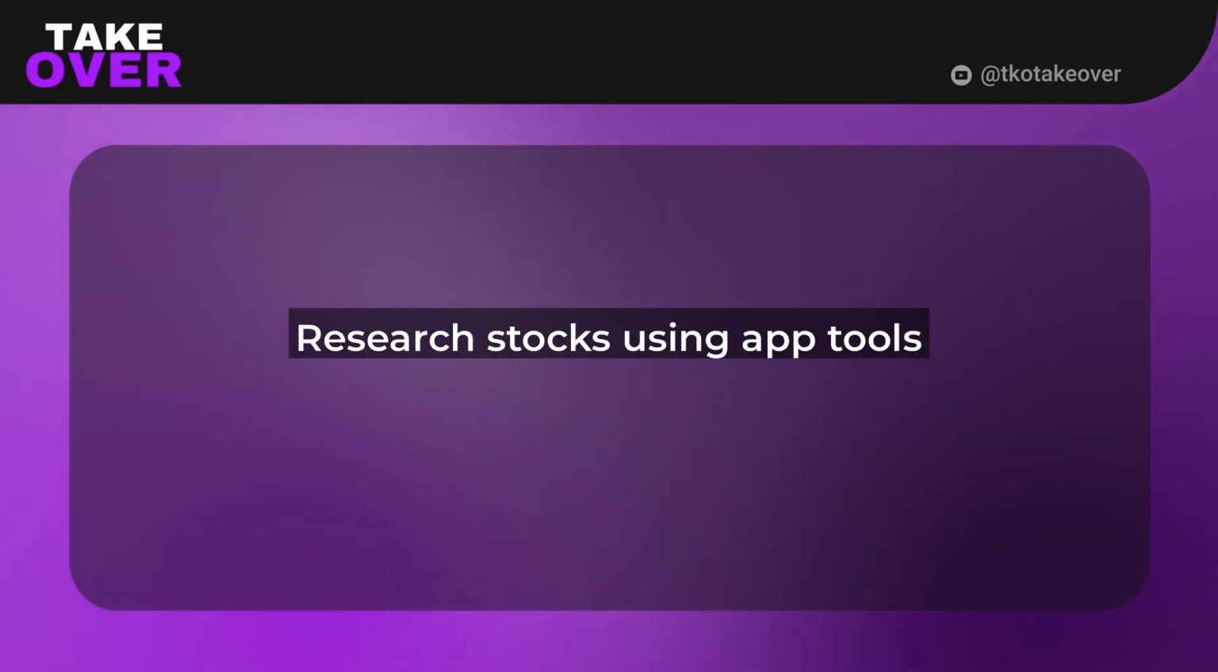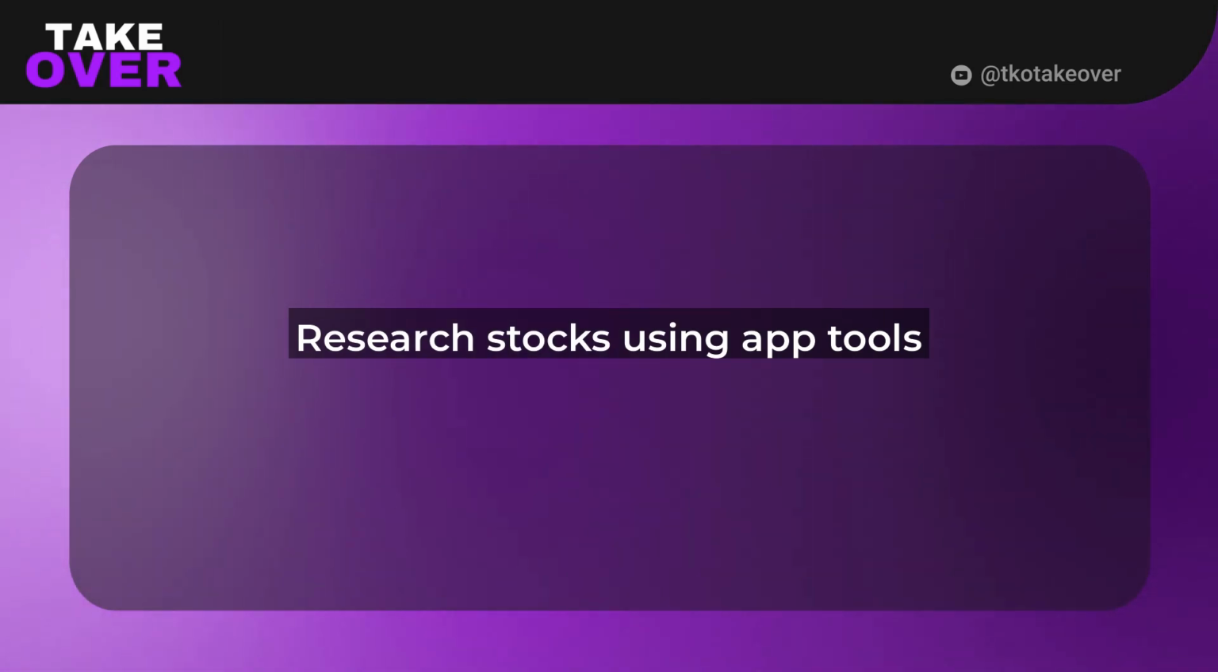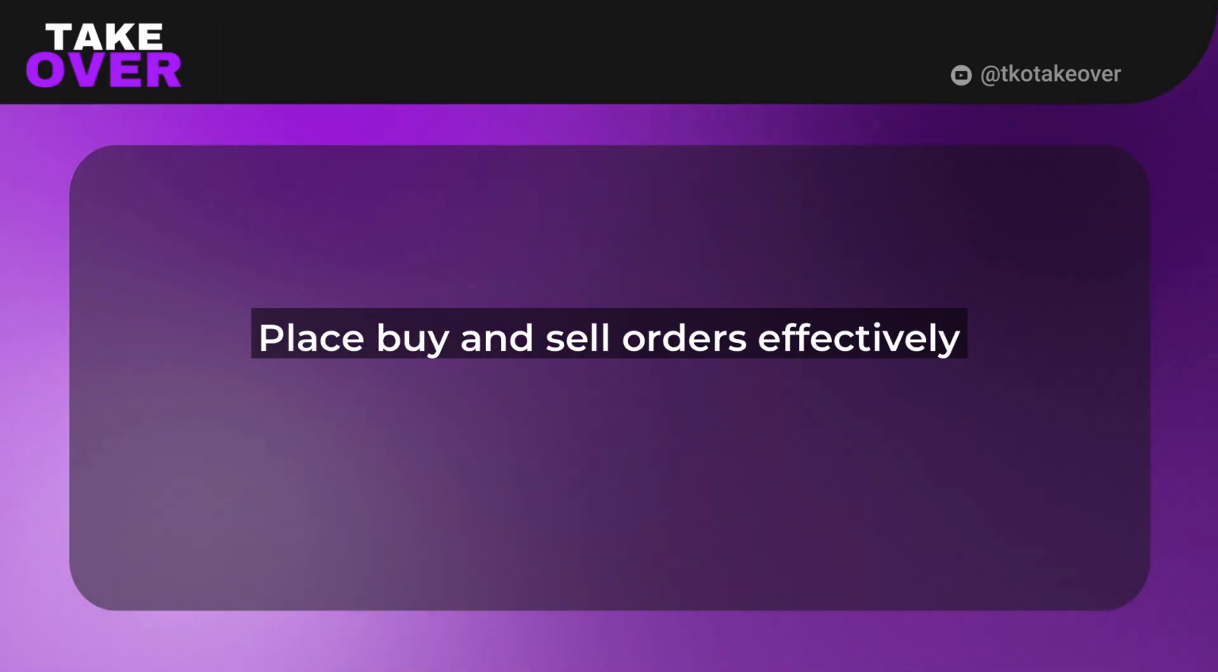Step 1. Download the Robinhood app and create an account. You'll need to link a bank account for deposits, and once you're verified, you're ready to go. Next, educate yourself on the market. Use Robinhood's tools like the newsfeed and charts to research stocks. Look for volatile ones, like tech stocks or cryptocurrencies, but start small to minimize risks.